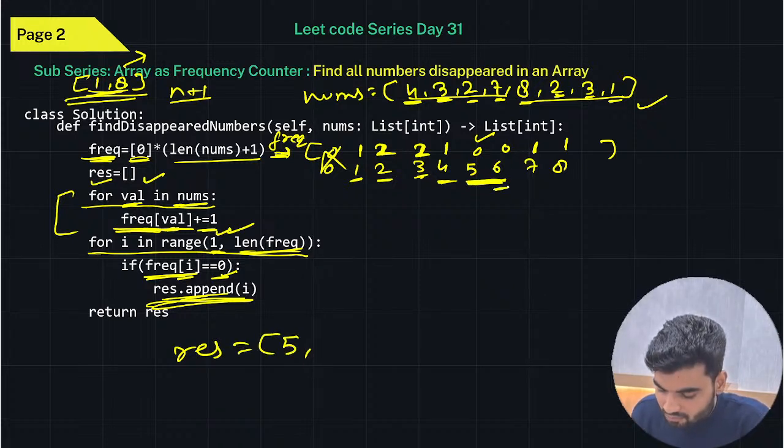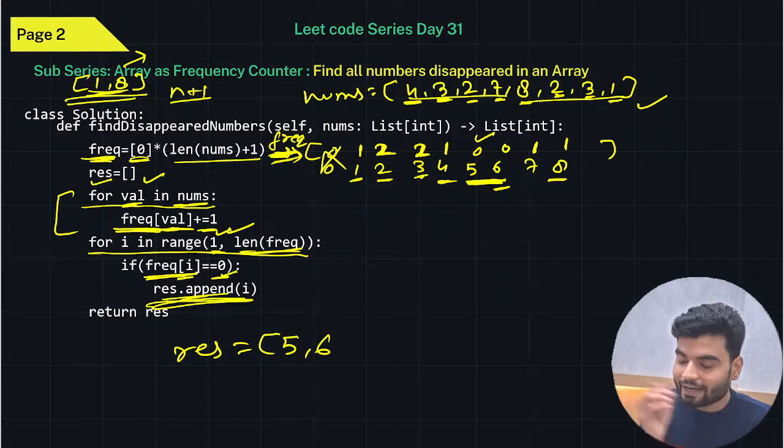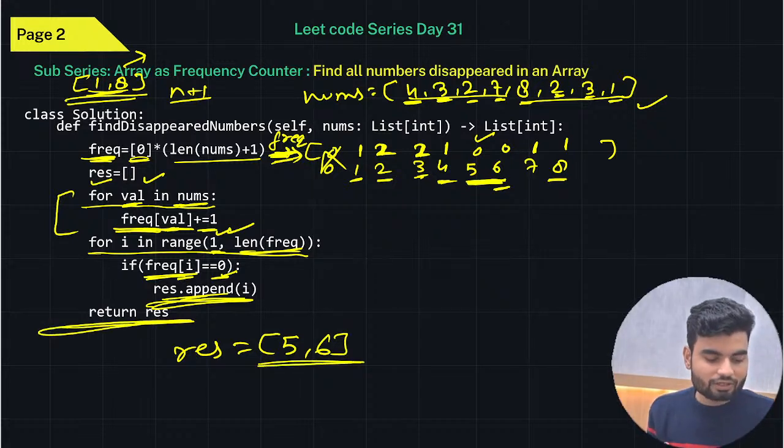Now for the sixth index, you again receive 0, so you again insert. For 7, you don't have 0. For 8, you don't have 0. Now the whole frequency array, list, or vector has been iterated, and now you have this result. You're returning this result at the end.